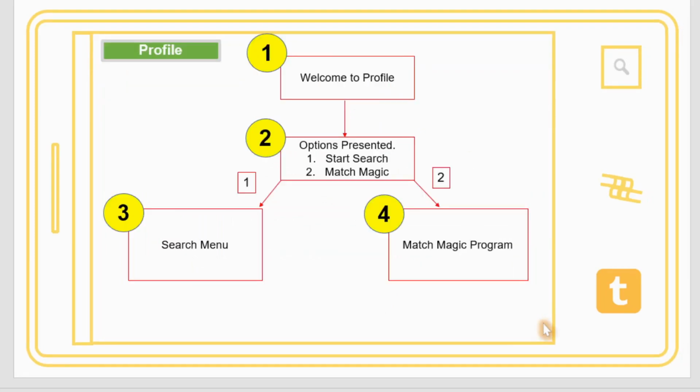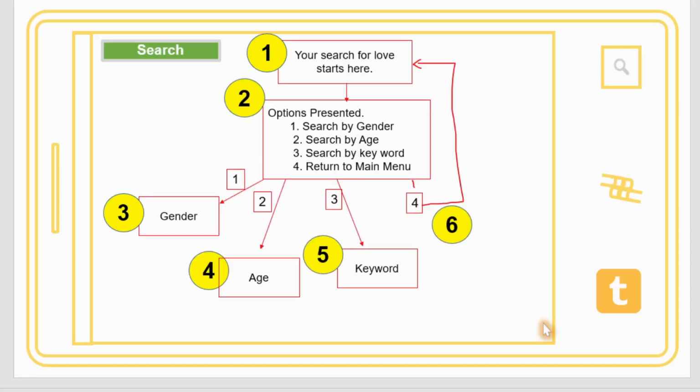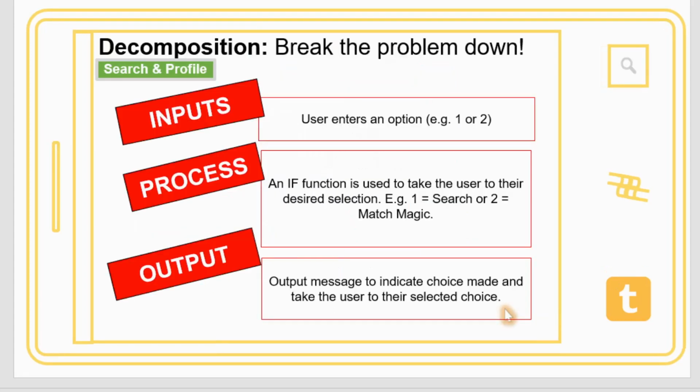So this is a brief flow diagram showing what would be happening on the profile screen. We have some options presented to the user. They can start their search. If they press 1, they go to the search menu. They press 2, they go to the match magic, the secret algorithm. That's going to come later. And finally, in the search menu, which is a whole new menu of its own, it's going to have different options such as search by gender, age, keyword, etc. And each of those things is going to be its own little mini module as well.